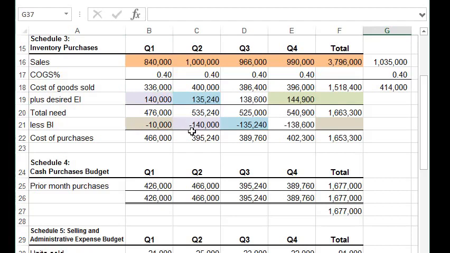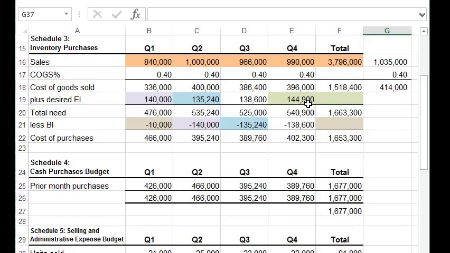So I filled the numbers in here for quarters 1 through 4, and you can see that logic happening. Desired ending inventory for quarter 2 becomes beginning inventory for quarter 3. Quarter 3's ending inventory is based on quarter 4's budgeted cost of goods sold.